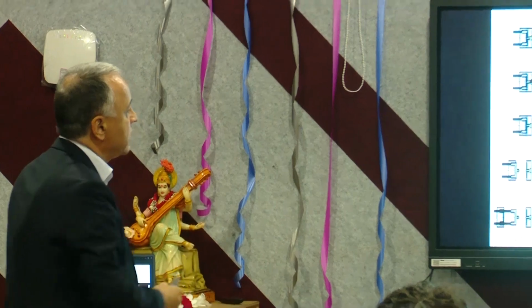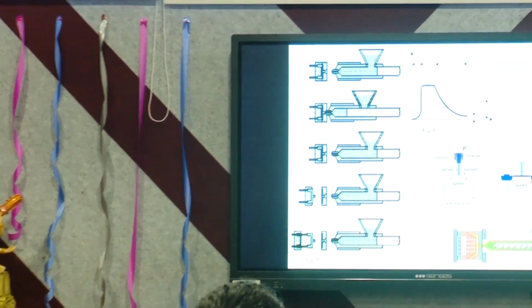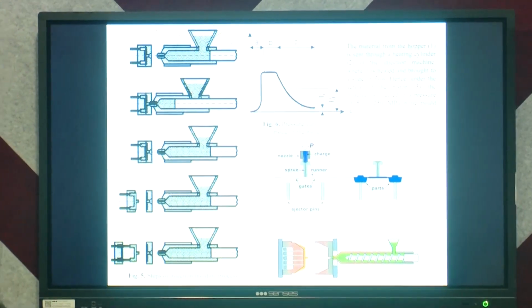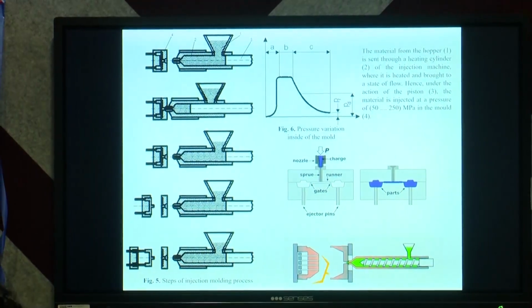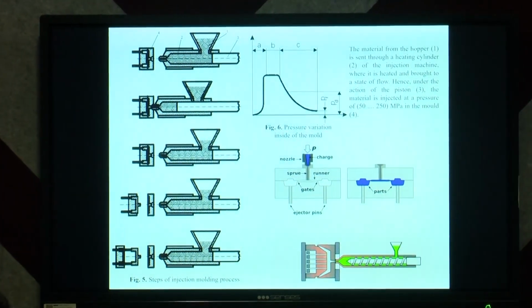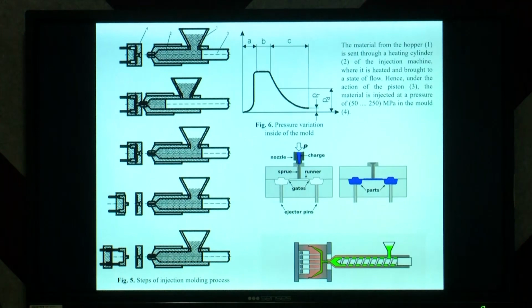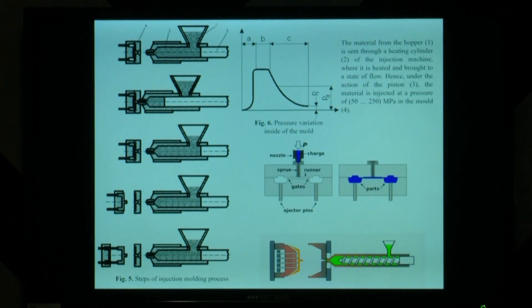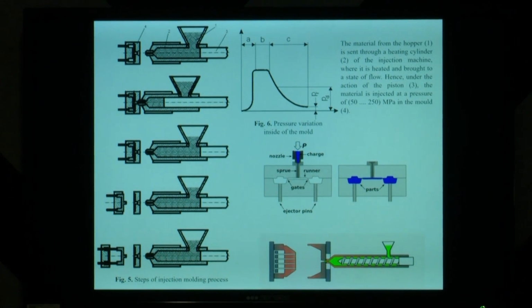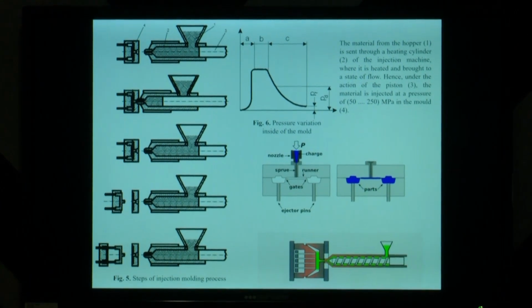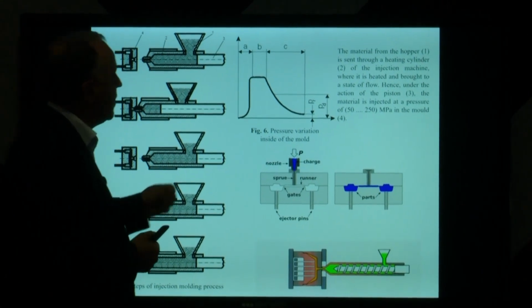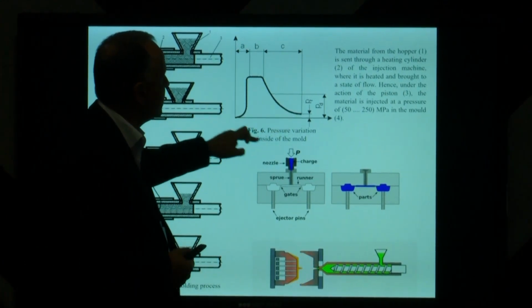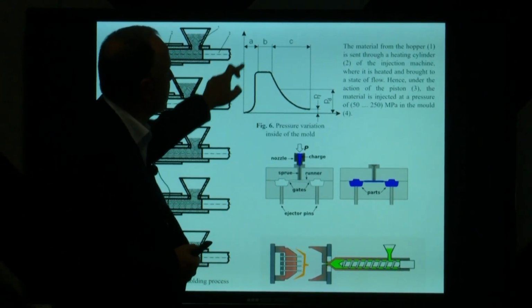So let's go further to the injection molding technology. Of course, it's one of the most used technologies for plastic material, with high productivity. There are different types of injection molding machines. We will make a short presentation afterwards. In my opinion, the most important phenomenon consists in pressure variation inside of the mold.